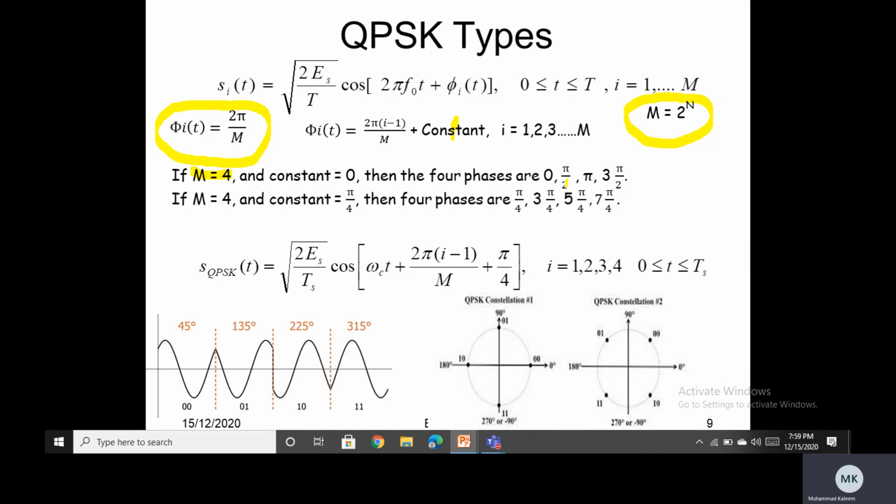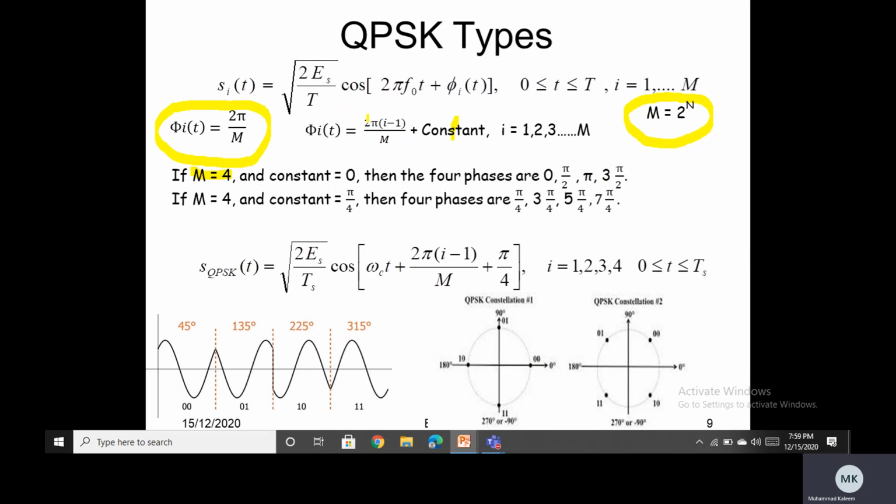So the second symbol will be transmitted at 90 degree. And the third symbol किस phase shift पे भेजा जाएगा? I can calculate. If I put i is equal to 3, then 3 minus 1 is 2. So that will become 3 pi by 2.